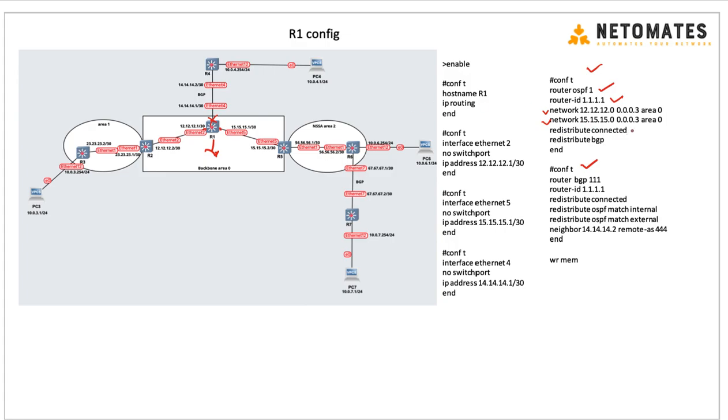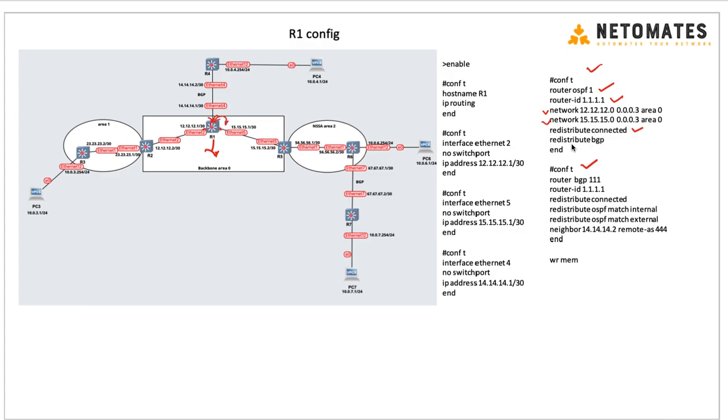Then I did the redistribute connected command. With this command, whatever connected networks I have, I am injecting into OSPF. Why I am doing this is that this particular network, which is towards R4, is not in OSPF. So by default it won't be added to the OSPF database. For that I am advertising this as a connected route. I'm redistributing this connected route into OSPF.